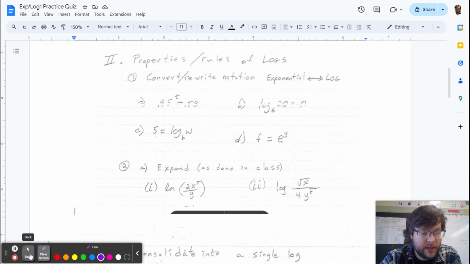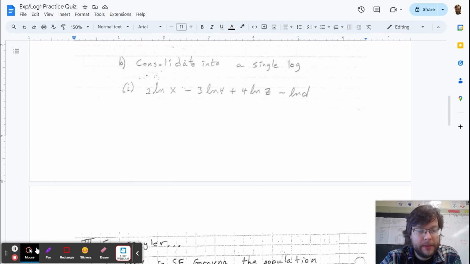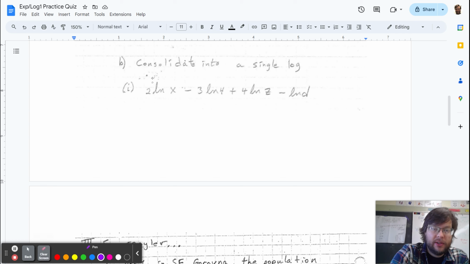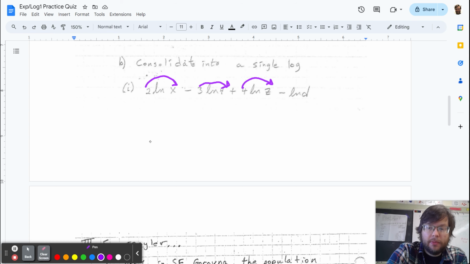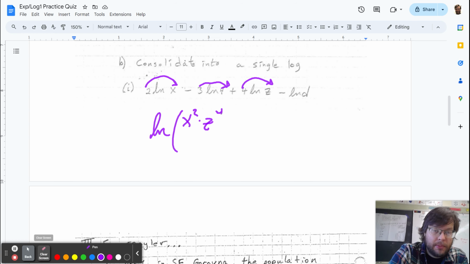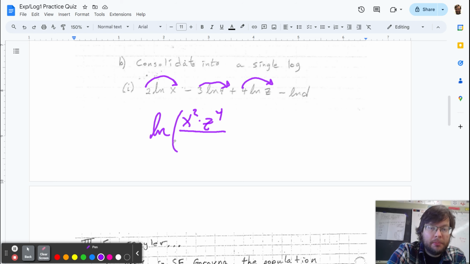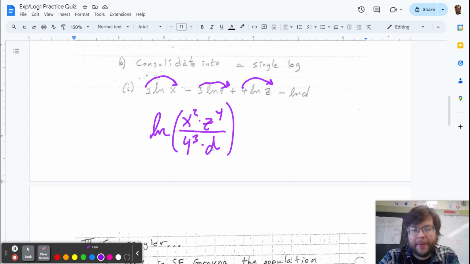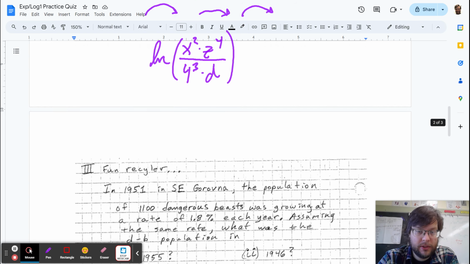All right, let's move down a little bit. This is going backwards. We're consolidating into a single log. So I'm going to put the 2 as the power on x, the 3 as the power on 4, the 4 as the power on z, and then there's no power on d. And so I can make this the natural log of x squared times z to the 4th, because those were the two positive terms. Positive powers stay on top. And on the bottom we have 4 to the 3rd times d. Negative powers go on the bottom of the fraction. So negative logarithms go on the bottom of the fraction, because logarithms and exponents are really the same thing.